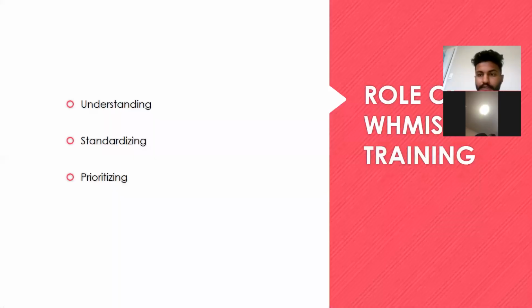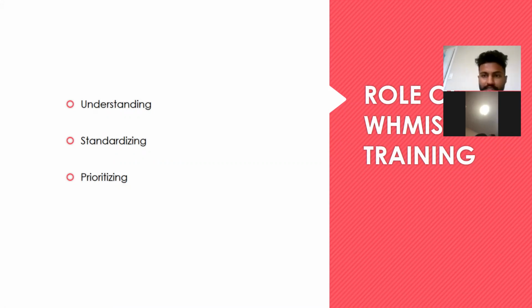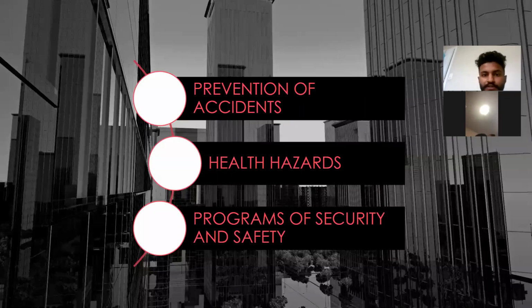In the role of WHMIS training, the first one is understanding, standardizing, and prioritizing. The next is the prevention of accidents, like I have already mentioned, the health hazards, and the program of security and safety.